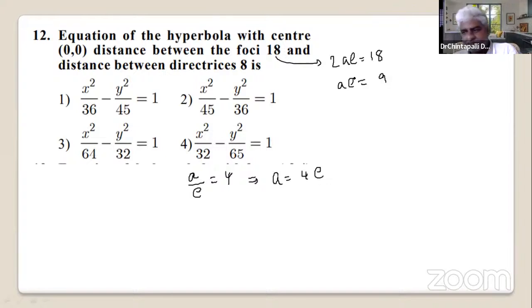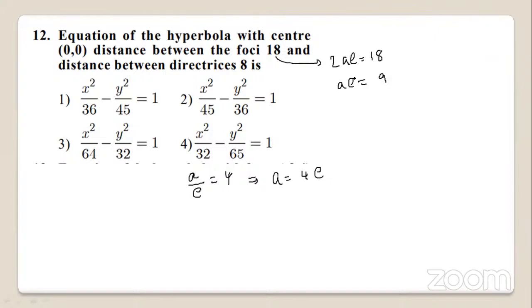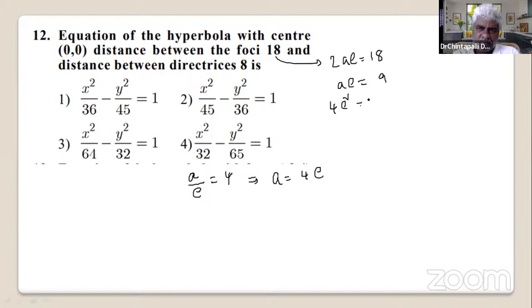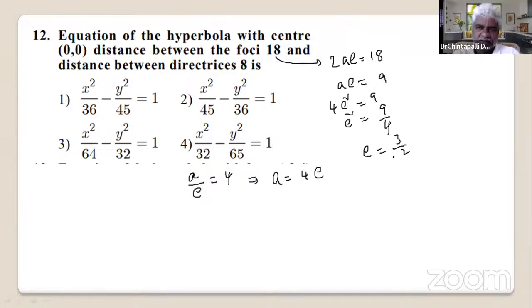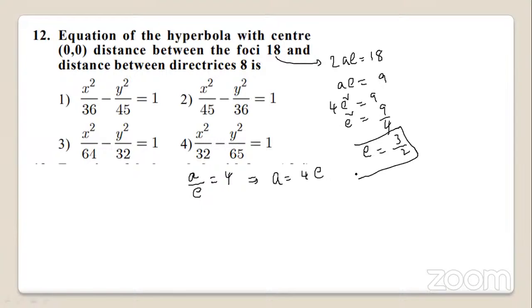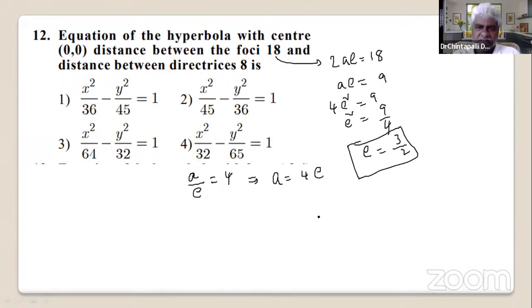What happens? 4E times E equals 9. Very good. 4E square equals 9. Very good. E square equals 9 by 4. E equals 3 by 2. That's good. A times 3 by 2 equals 9. A equals 9 times 2 by 3.